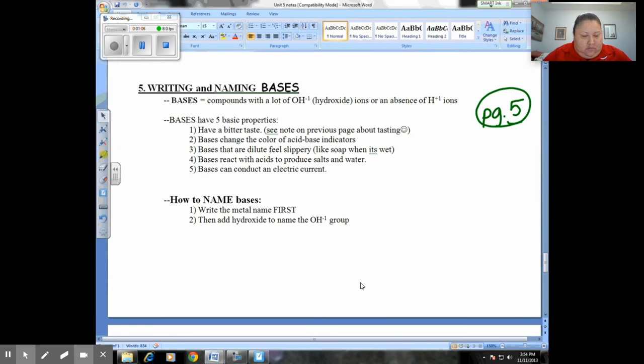And let's jot down some of those things that we just mentioned. Anytime you hear this word base, we're talking about a compound with an OH, a hydroxide. Now, they feel very slippery. That's why they're like soaps, cleaning supplies.